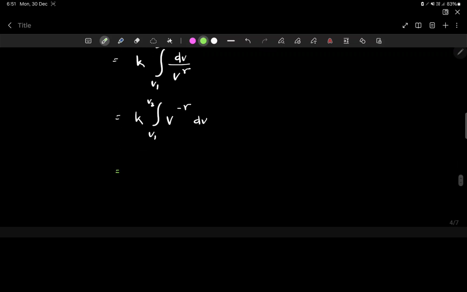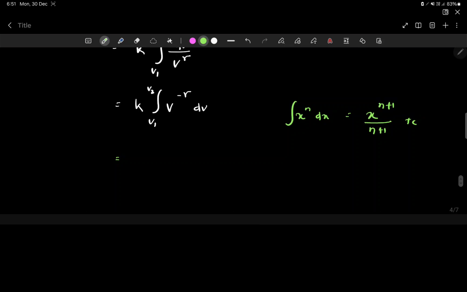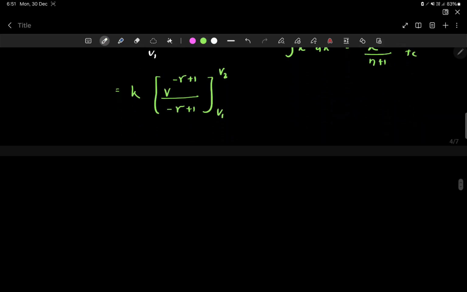Okay, so we know integration of x to the power n dx is how much? x to the power n plus 1 by n plus 1 plus c. That is the indefinite integral. For definite integral, we add the integration limits. So v to the power minus gamma dv, integration v1 to v2, we write K into v to the power minus gamma plus 1 divided by minus gamma plus 1, with limits v1 to v2. I hope it is clear to all of you.